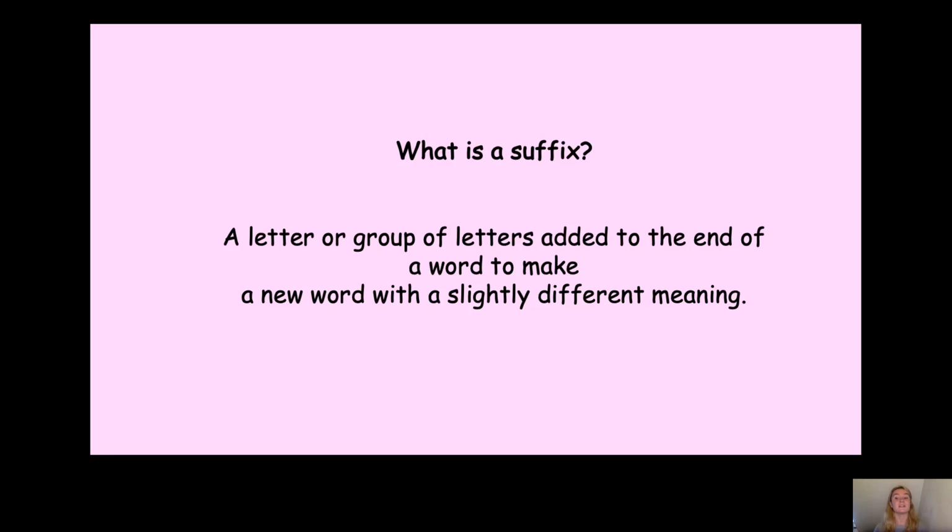Okay, should we see if you were right? Now, a suffix is a letter or a group of letters that are added to the end of a word. It's always the end of a word to make a new word, which has a slightly different meaning to the original word. Okay, should we have a look at some examples?